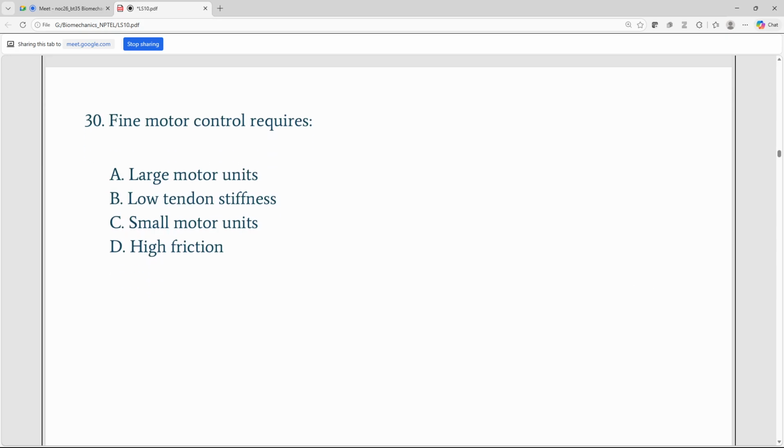Next question. Fine motor control requires which among the following? Options are option A, large motor units, option B, low tendon stiffness, option C, small motor units, option D, high friction. Fine motor control triggers which among the following? Options are option A, large motor units, option B, low tendon stiffness, option C, small motor units, option D, high friction.